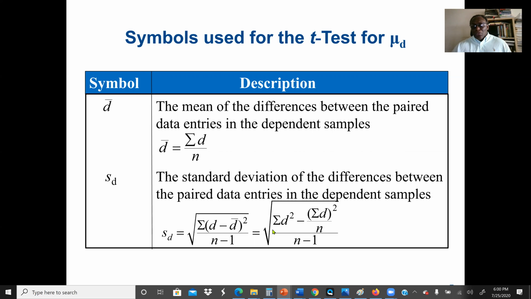If you evaluate, this is the same as writing the sum of d squared minus the sum of d, squared, over n, all divided by n minus 1. Because you can say the sum of d over n here is the same as the d bar, and it's squared. Then we have the sum of d squared by itself, all over n minus 1. So both again are the same.